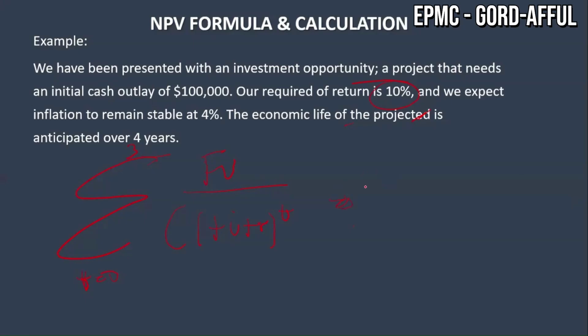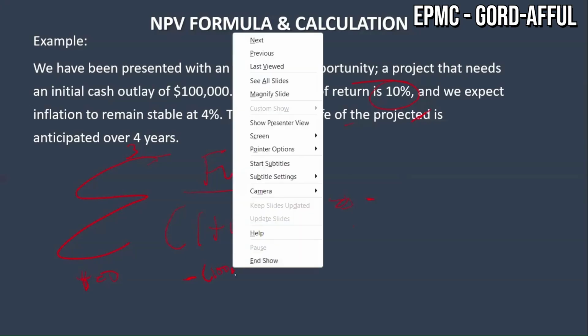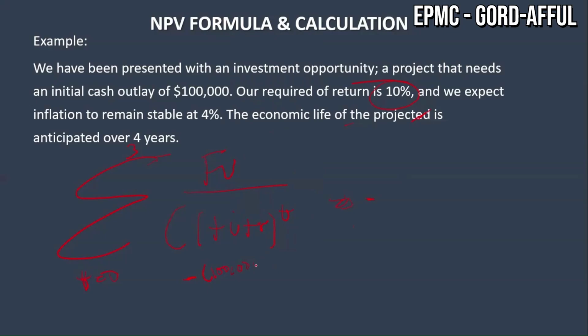So let's work it out. We start with our initial cash outlay, which is negative. I want everybody to work with us. So we have negative 100,000 over 1 plus, put them together, 0.04 plus 0.1. That'll be 0.14.